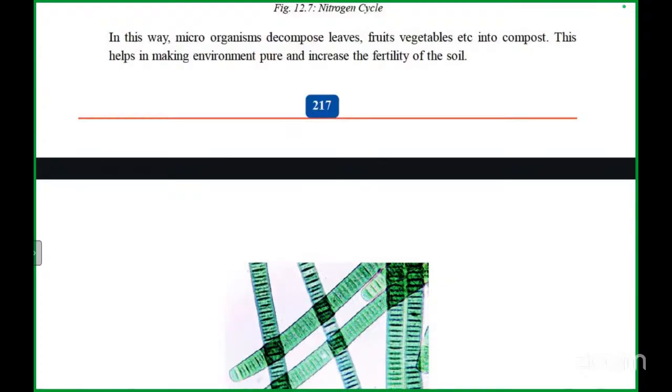Two ways: number one, making compost. Number two, they are helpful in the nitrogen cycle.